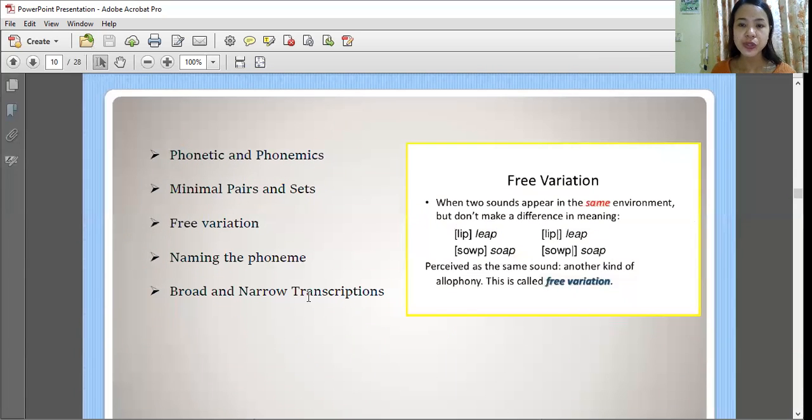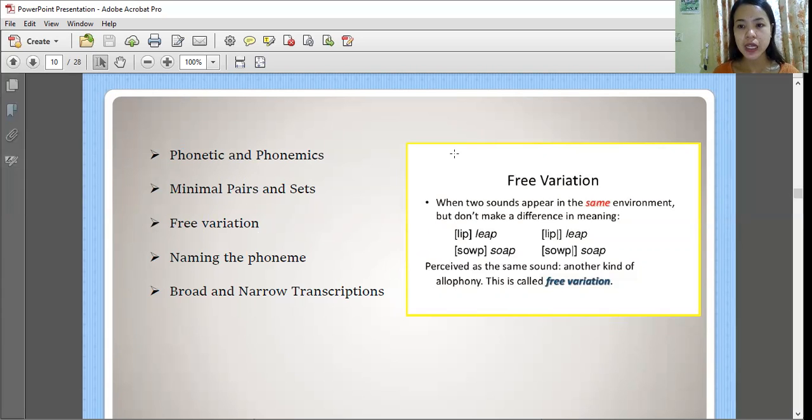Let's go ahead to another, and here we talk about phonetic, phonemics, minimal pair and set, and free variation. Now, phoneme, broad and narrow transcription. Now I take one, free variation, to talk about when two sounds appear in the same environment but don't make a difference in the meaning.